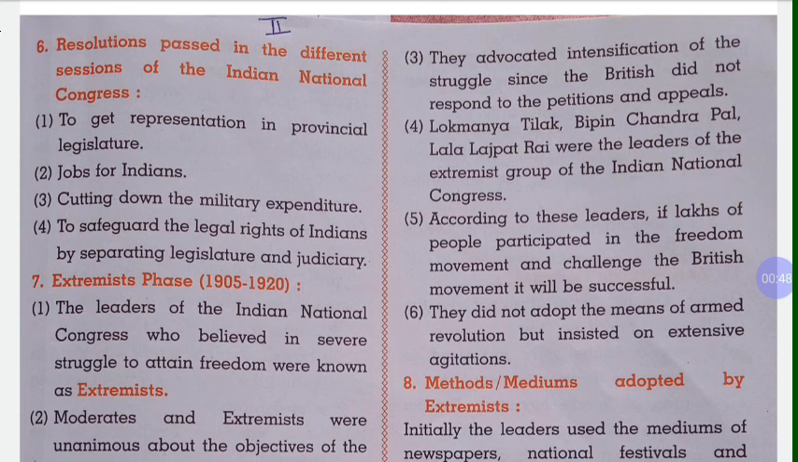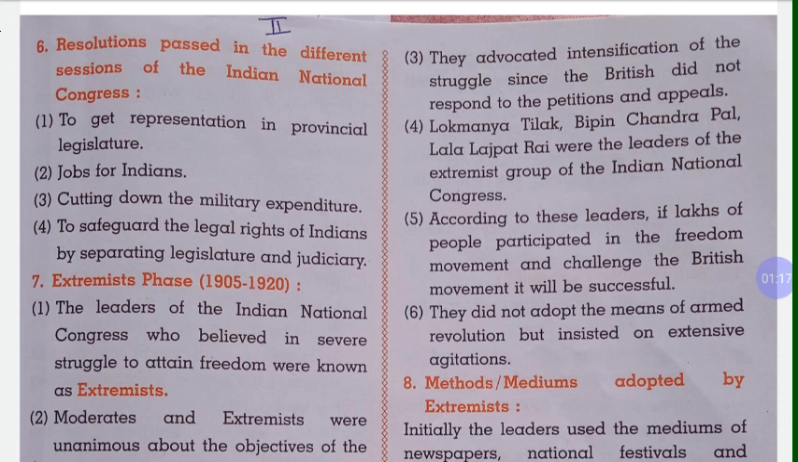Resolutions passed in different sessions of the Indian National Congress. Now, when this Indian National Congress was set up, different objectives came up. And what were those objectives and what things were asked? To get representation in provincial legislature, as the first demand was put forth that Indian members should be added in the administration of the British, and second, curtailing the expenditure on military. Curtailing means reducing the expenditure. जो खर्चा हो रहा है military के ऊपर वो कम करना. That demand was put forth by the moderate leaders.